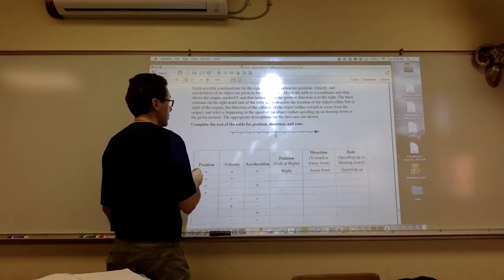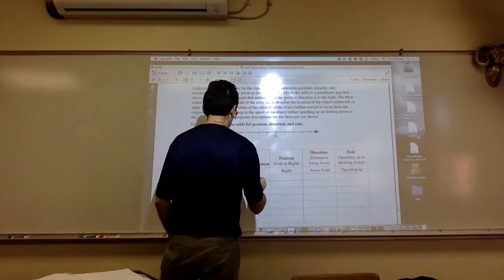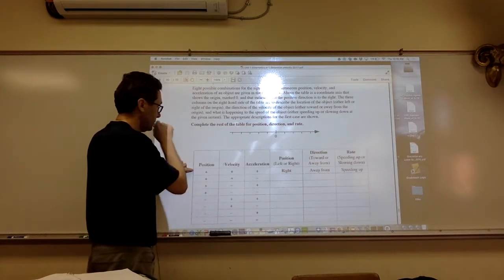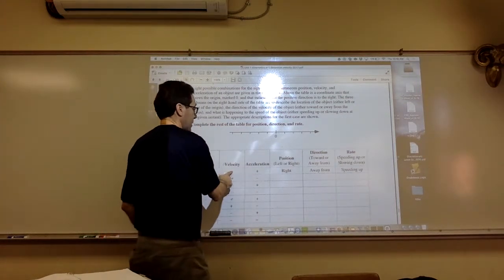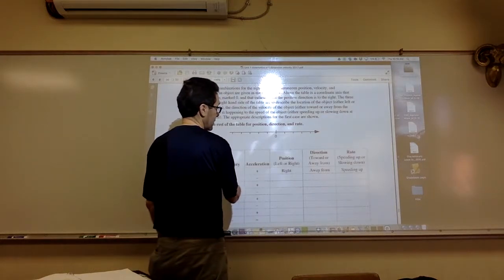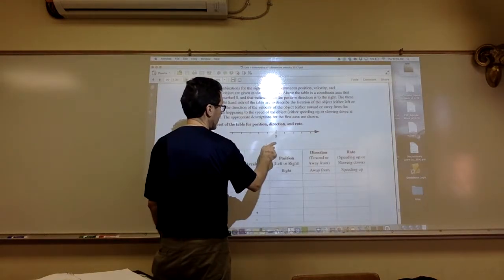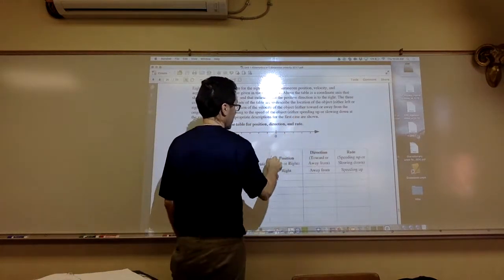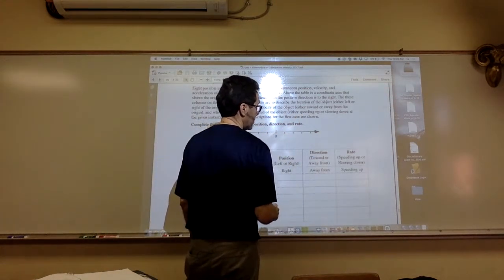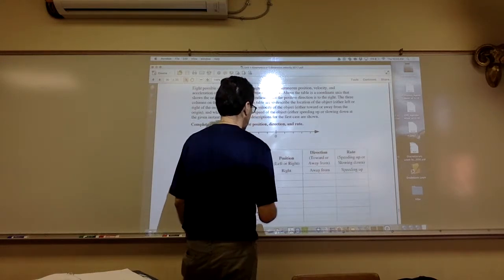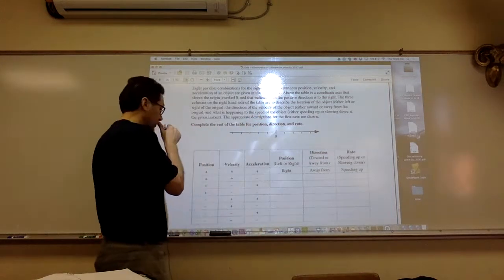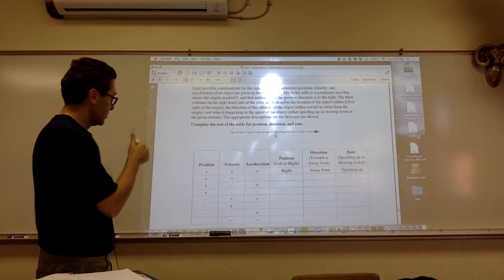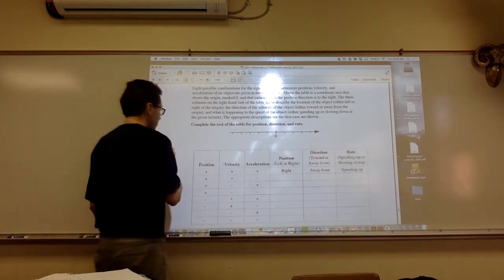So your position is positive, so you are to the right. It's giving you an example here: the velocity is positive, so you're going away from the origin, right? That's what it means by towards or away. And for speeding up or slowing down, you're speeding up because your acceleration is positive and you're going to the right. So we're going to use this idea here.